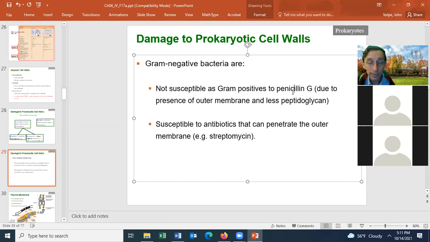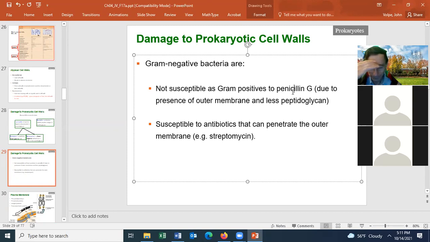So when you come across a question saying, are gram-negatives less susceptible than gram-positives? It is, yes, but just a little bit. And then don't tell me the gram-negatives are not susceptible, because they are susceptible to a large range of antibiotics, as well as other antibacterial agents.